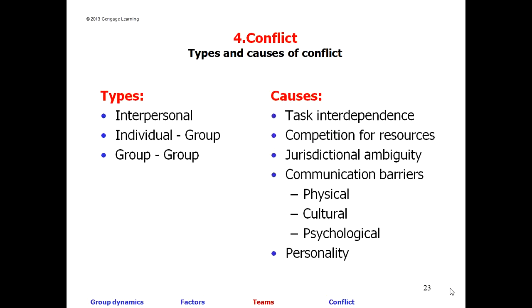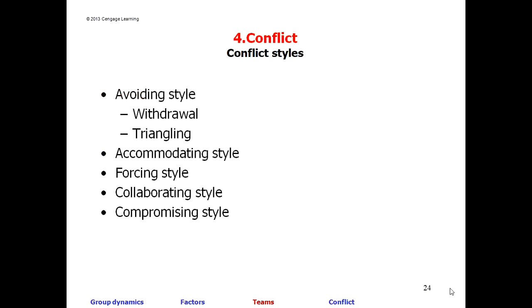Types of causes for conflicts. When conflict happens in groups or teams, it is interpersonal, individual to group or group to group. Causes could be anything like task dependence, competition for resources, jurisdiction ambiguity. That means legal lawsuits or any other important things which have not got clarity in that particular conflict. Communication barriers like physical, cultural, psychological, or personality.